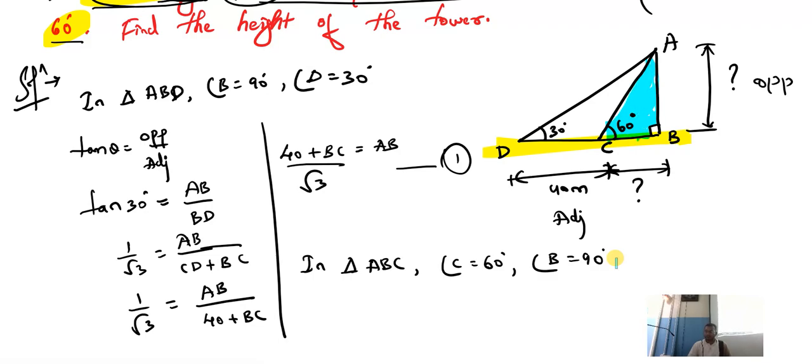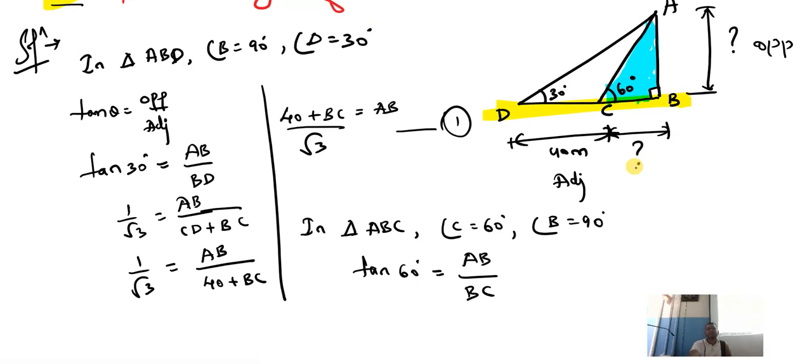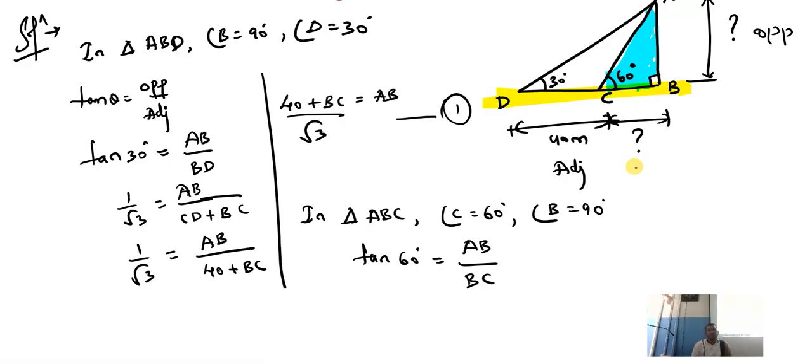According to this triangle ABC, angle C is 60 degrees and angle B is 90 degrees. Am I right? Again, tan theta, theta is 60 degrees. Opposite is AB, adjacent is BC. Clear? Now what is tan 60? Root 3. Tan 60 is root 3, which equals opposite by adjacent.